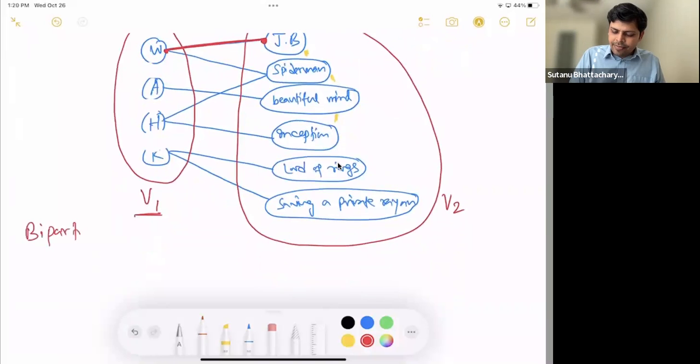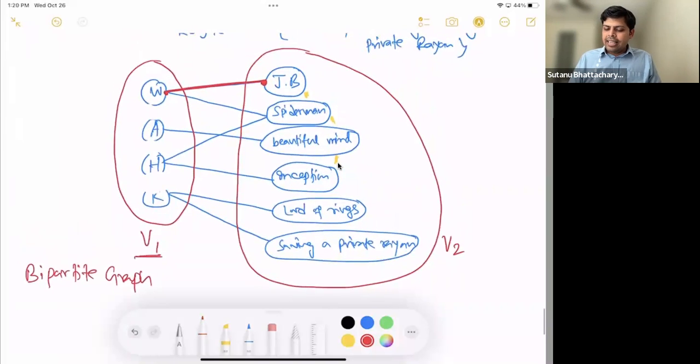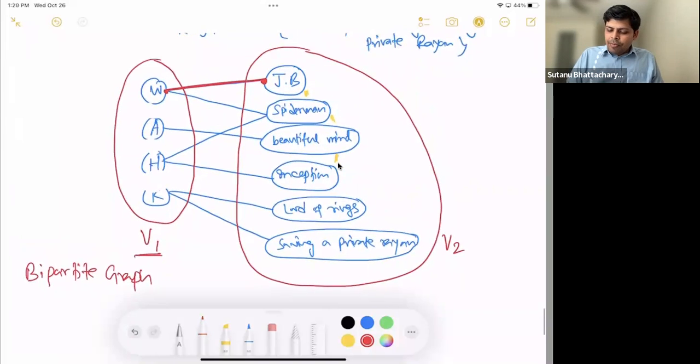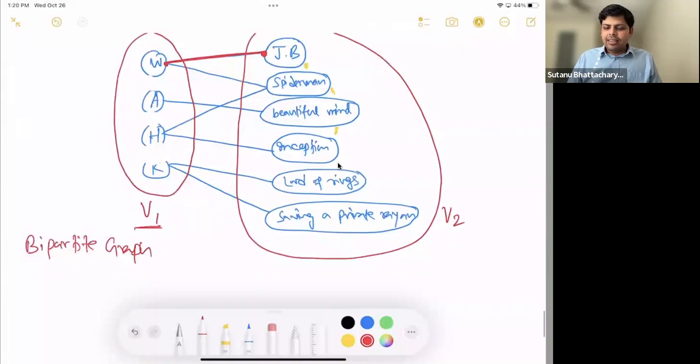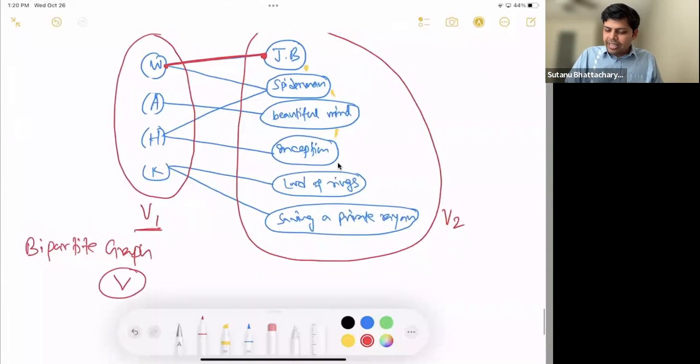Bipartite graph. So what it is saying, bipartite graph, suppose the set of vertices is V, you can divide the vertices into V1 and V2 like this, such that there should be an edge from V1 to V2, but no edge in between two members of V1 or no edge in between two members of V2. So this is a kind of bipartite graph.